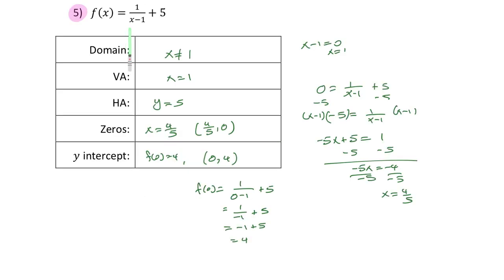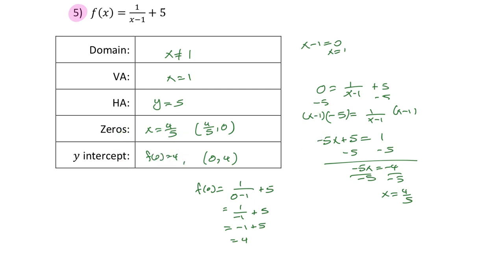Okay, so number 5, again, I'm taking my denominator, x minus 1 equal to 0. So x cannot equal 1. My vertical asymptote, x equals 1. Horizontal asymptote is y equals 5. Then my zero is x equals 4 over 5.